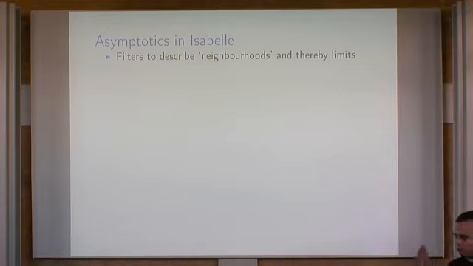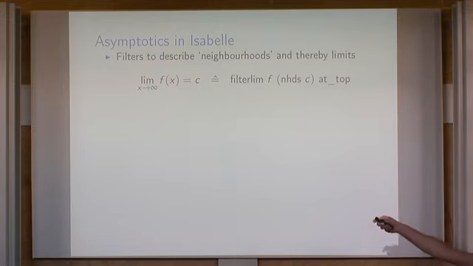And then, of course, with that you can also describe limits. So a limit just means that if you take one of those neighborhoods and you map it with a function, then you get something that is in a sense finer than the other neighborhood, and that means that thing goes to the limit. So for instance, if in mathematics you had something like f goes to c, where c is some real number, and as x goes to infinity, then Isabelle would write this, where this is the neighborhood filter around c, and this is the filter that describes the neighborhood of positive infinity. That's pretty straightforward.